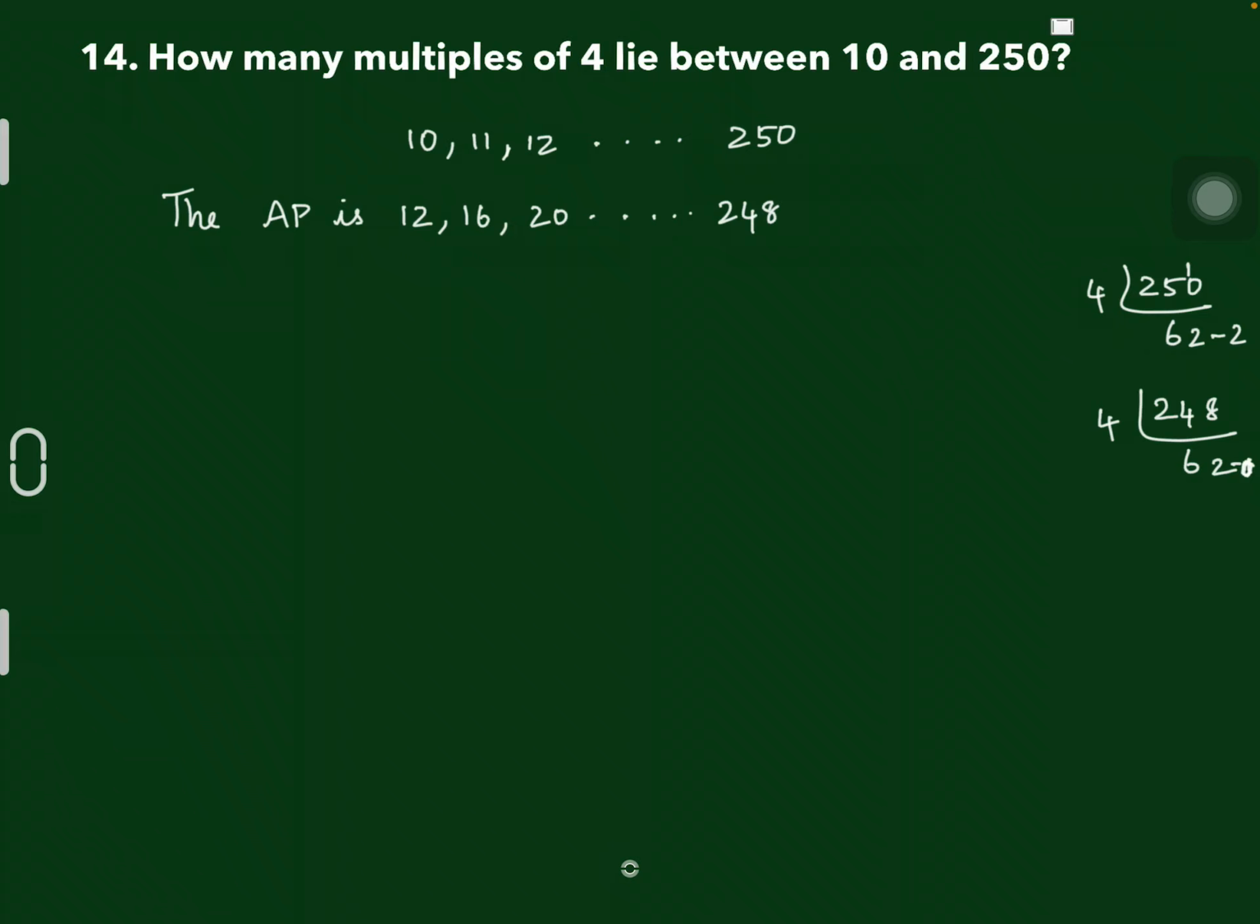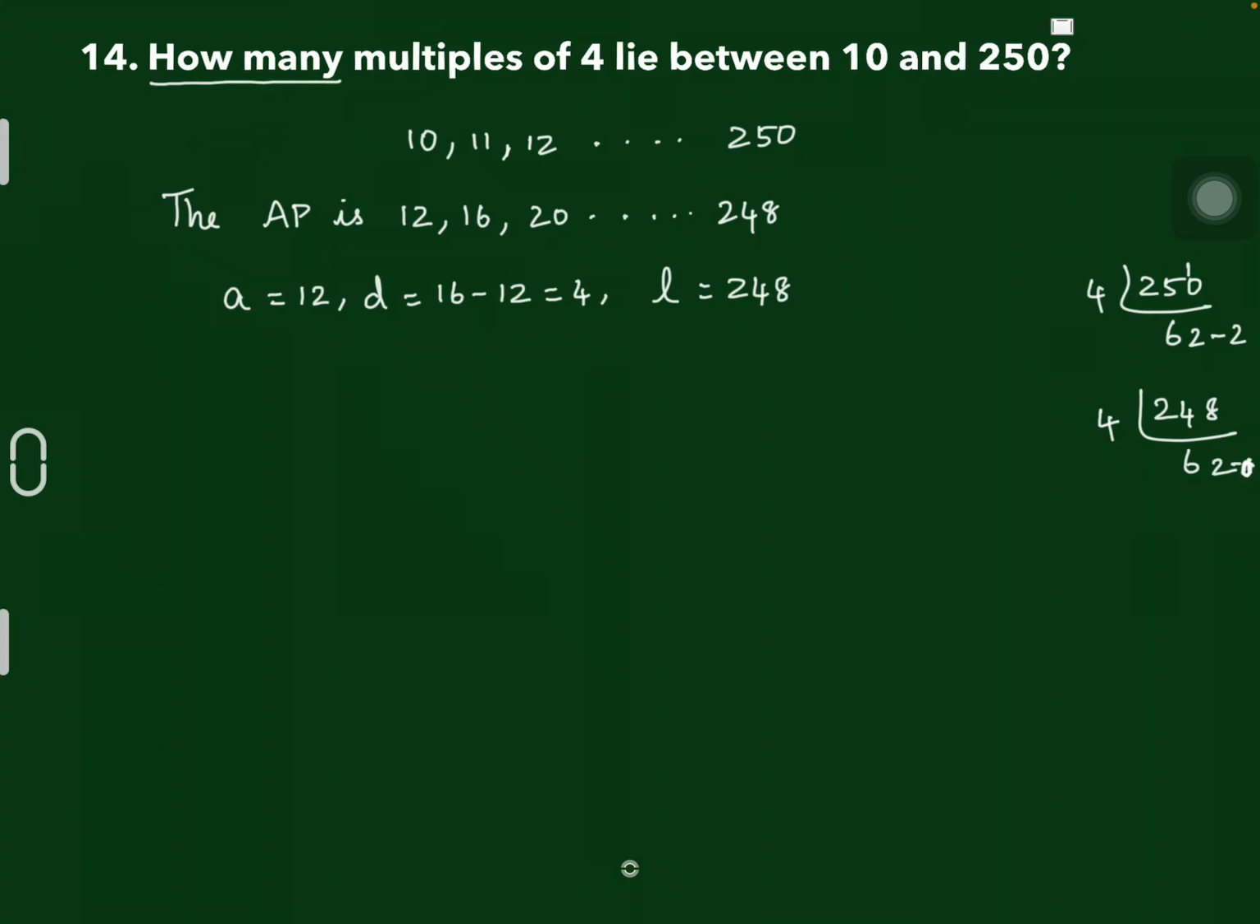So, the AP is 12, 16, 20 etc. up to 248. This is the required AP of numbers divisible by 4 between 10 and 250. Okay. Now, what is A here? 12. What is D? 16 minus 12, that is equal to 4. What is L? 248.